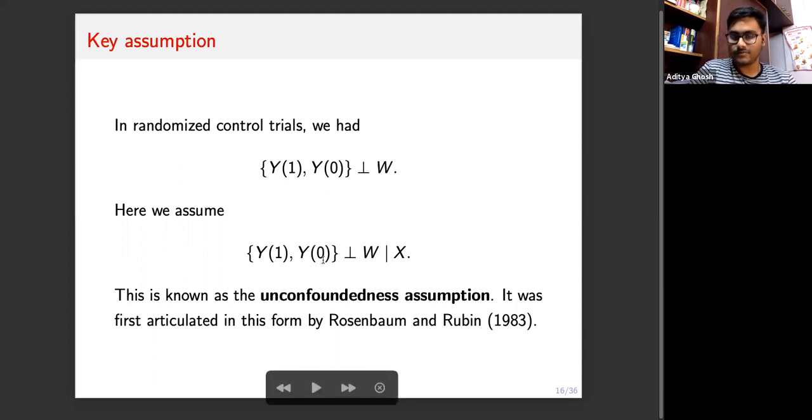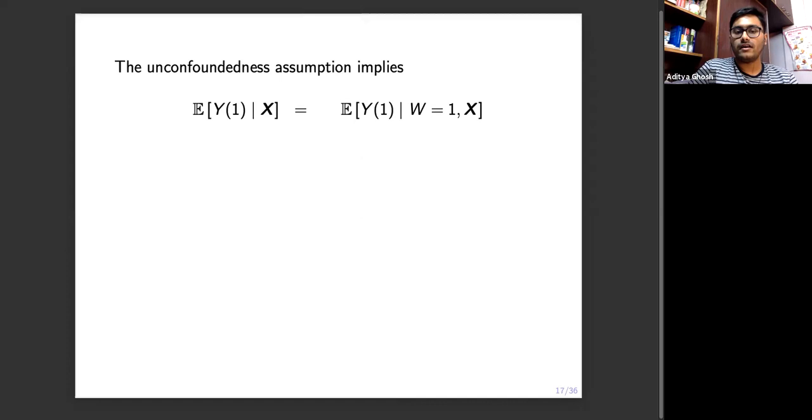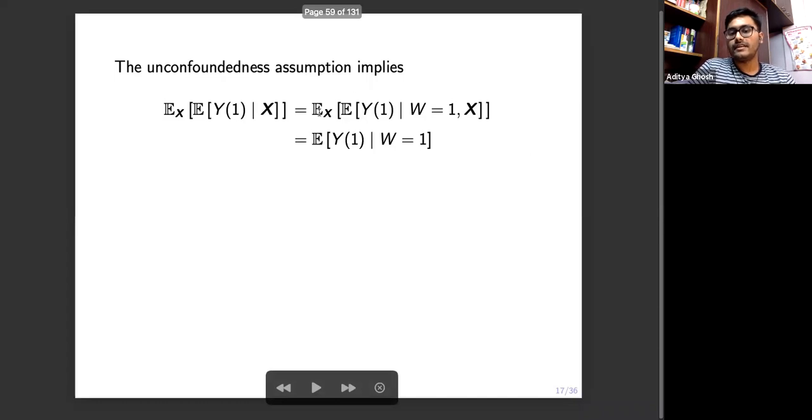We have y1 and y0, they are independent of w, conditional on x. From that conditional independence, we can write this line, right? The expectation of y1 given x is the same as the expectation of y1 given w equal to 1 and x, because conditioned upon x, y1 is independent of w. Now you take another expectation with respect to x, and you get this. And then this can be written simply as this by the Tower property of expectation.